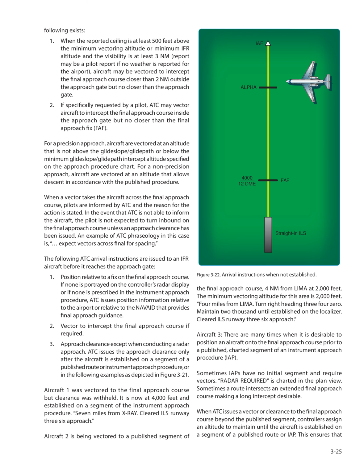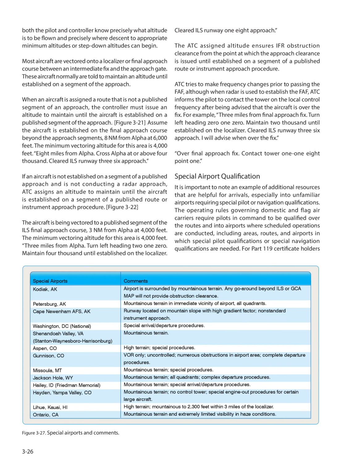When ATC issues a vector or clearance to the final approach course beyond the published segment, controllers assign an altitude to maintain until the aircraft is established on a segment of a published route or IAP. This ensures that both the pilot and controller know precisely what altitude is to be flown and precisely where descent to appropriate minimum altitudes or step-down altitudes can begin. Most aircraft are vectored onto a localizer or final approach course between an intermediate fix and the approach gate. These aircraft normally are told to maintain an altitude until established on a segment of the approach.